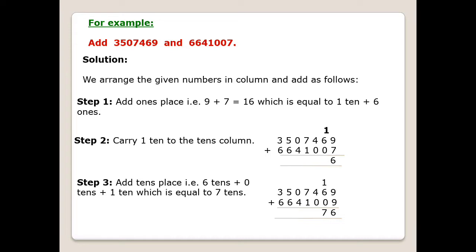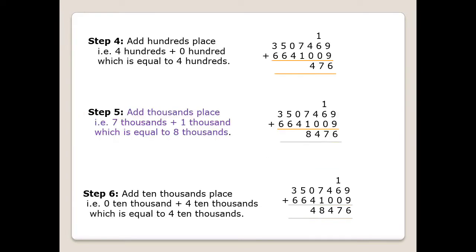Now follow the steps. Step 1 is add ones place. That is, in ones place we have 9 and 7. Add 9 and 7, we get 16 as answer. Take carry to the next column and then add the tens place. In tens place we have 6 and 0, and we also have the carried 1. So add 6 plus 1 plus 0, we get 7. So these are the 3 steps that we have to follow first. In the first step, you have added the ones place. In the second step, you have taken the carry to the next column. And in the third step, you have added the tens place.